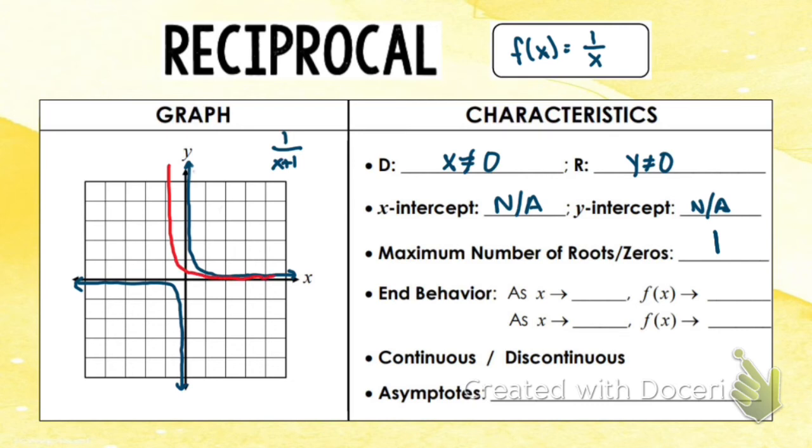Hang on. Okay, so let's say it was this way. Say we decided that there are families of graphs, so this would be in the family of the reciprocal function. And if we were to add one, that would shift everything up one. So this one would go up to here, and this one would go up to here. And so there actually would be an x-intercept.